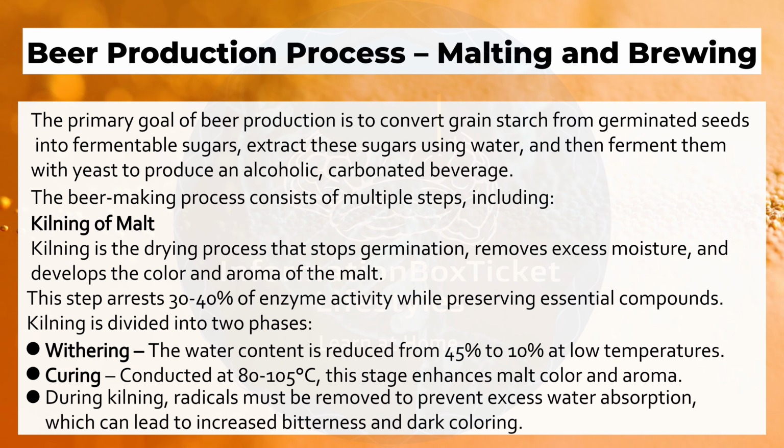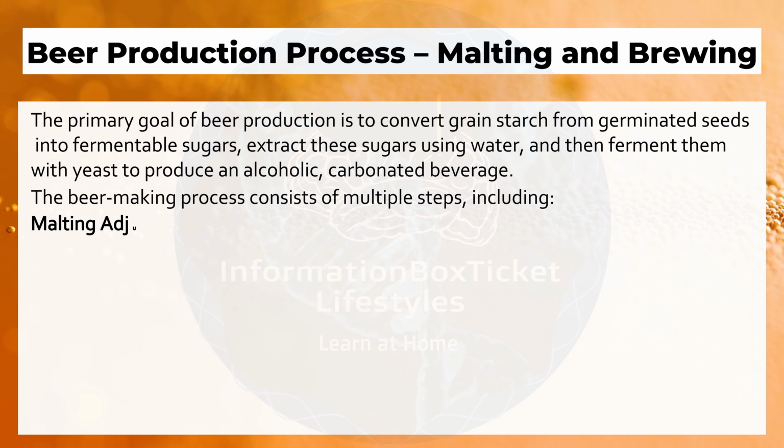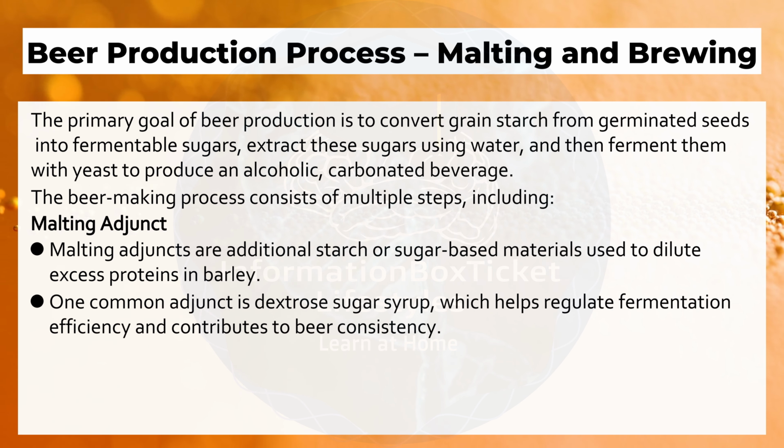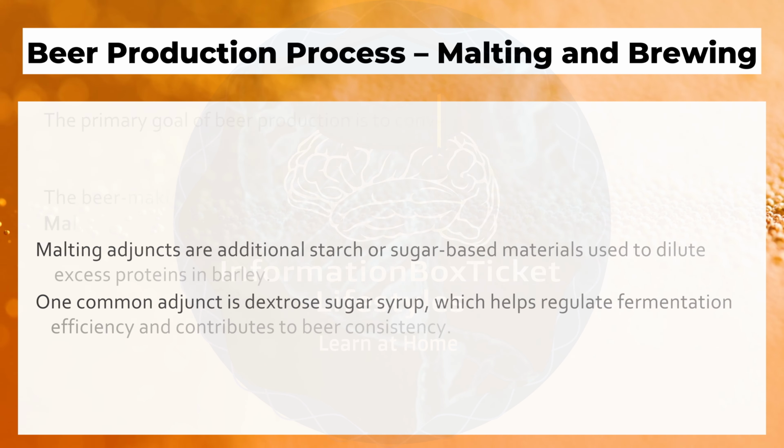During kilning, radicals must be removed to prevent excess water absorption, which can lead to increased bitterness and dark coloring. Malting adjunct. Malting adjuncts are additional starch or sugar-based materials used to dilute excess proteins in barley. One common adjunct is dextrose sugar syrup, which helps regulate fermentation efficiency and contributes to beer consistency.